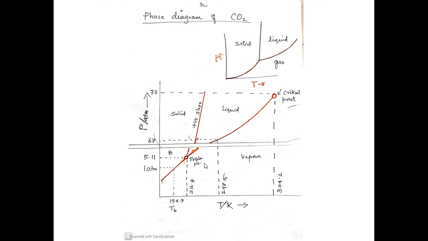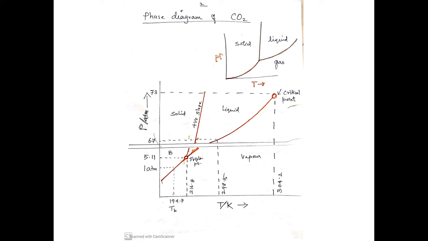Now let us look at the slope of the line that is separating the solid phase from the liquid phase. That slope is a positive slope, which indicates the melting point of solid CO2 rises as the pressure is increased. When I increase the pressure this way, the temperature at which the solid will become liquid is going to increase. So the melting point increases with the pressure. And the triple point which I mentioned, wherein three phases coexist, lies above 1 atmospheric pressure. What it means is that liquid cannot exist at normal atmospheric pressures, whatever the temperature.